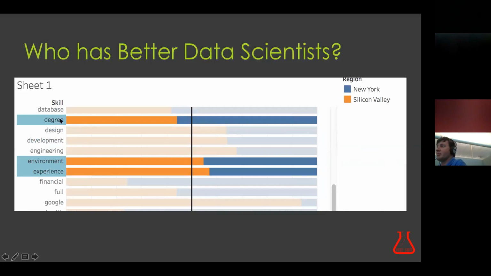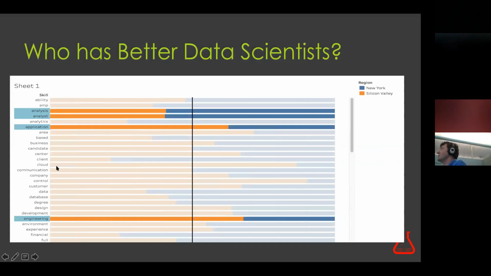And here's a couple more. Interestingly enough, in New York, there was the mention of the degree requirements in job requisitions, whereas in Silicon Valley, there's a lot more mention of experience and the environment. Next slide. And here's some of the other ones that came up. You see analysis and analysts coming up a lot more in New York, where the emphasis would be on really optimizing large institutions' systems, whereas you see application and engineering in Silicon Valley with a lot more of the consumer-facing products. Next slide.